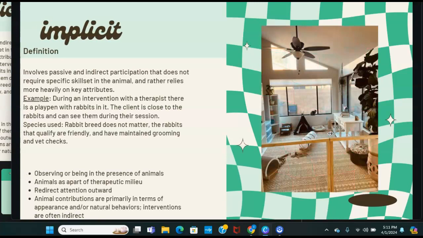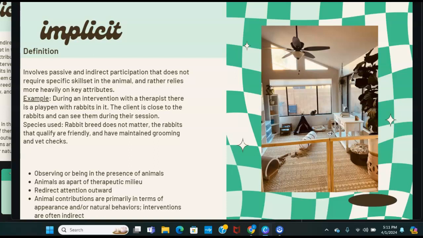Implicit. The definition of implicit is this: it involves a passive and indirect participation that does not require a specific skill set in the animal and rather relies heavily on key attributes. An example of an implicit interaction would be during an intervention with the therapist, there is a playpen with rabbits inside. The client is close to the rabbits and can see them in the session. So this is implicit because it is an indirect participation.